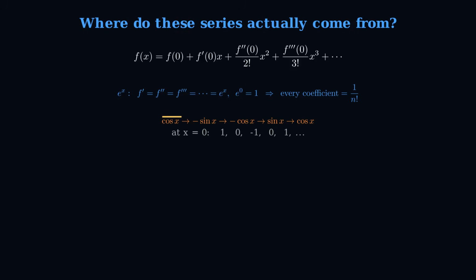For cosine and sine, the derivatives cycle every 4 steps. Cosine, negative sine, negative cosine, sine, and back to cosine. Evaluated at 0, that cycle is 1, 0, -1, 0, repeating, exactly why the cosine series keeps only even powers with alternating sign. The sine cycle, offset by 1 step, is 0, 1, 0, -1, exactly why the sine series keeps only odd powers with alternating sign.